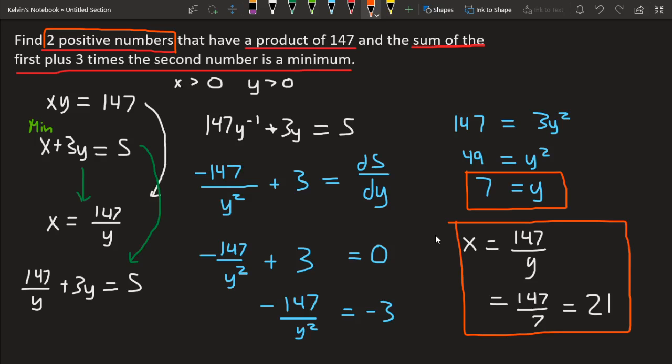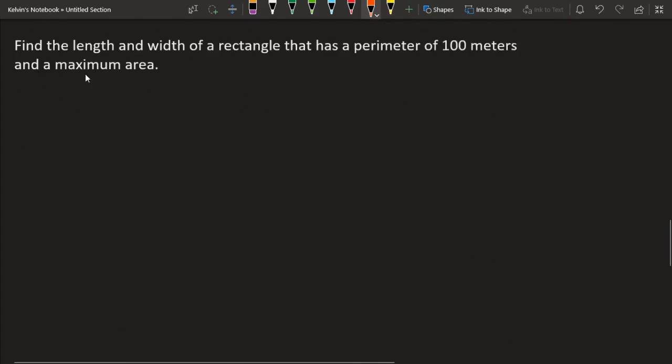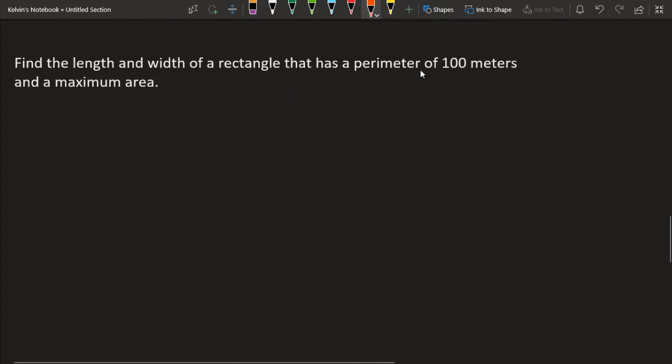So for our next example problem, we're asked to find the length and width of a rectangle that has a perimeter of 100 meters and a maximum area. So we know that it's a rectangle, it has a perimeter of 100 meters, and we need to find the maximum area. What we don't know is the length and width.